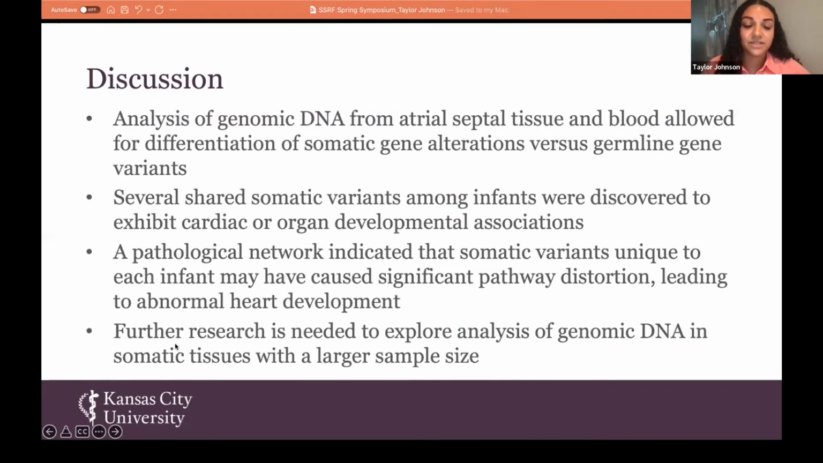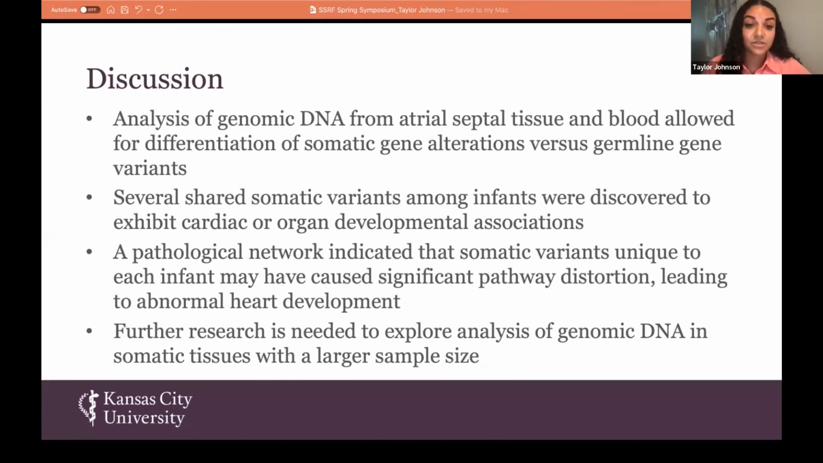So just moving on to discussion now. Again, the analysis of the atrial septal and blood samples allowed us to really differentiate somatic and germline mutations contributing to hypoplastic left heart syndrome, which hasn't really been studied before. Several of those shared somatic variants among the infants were discovered, and those did exhibit associations with abnormal cardiac and organ development.